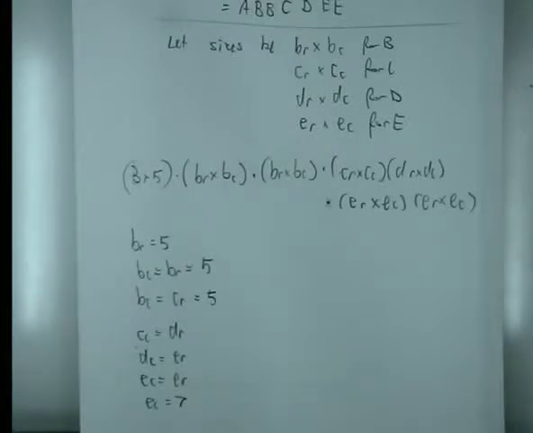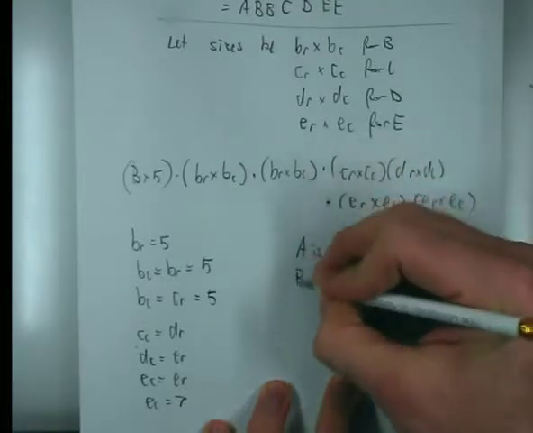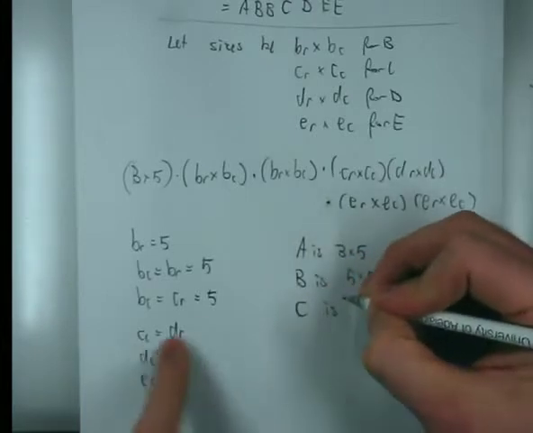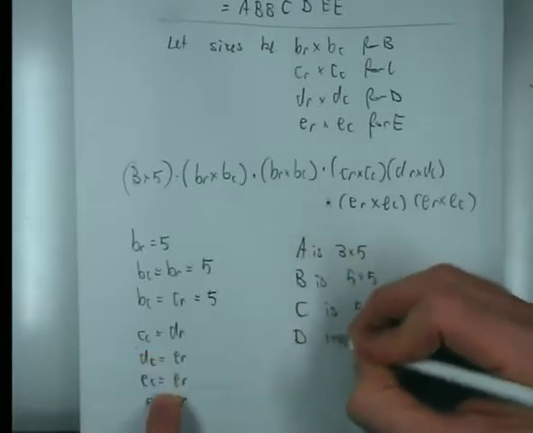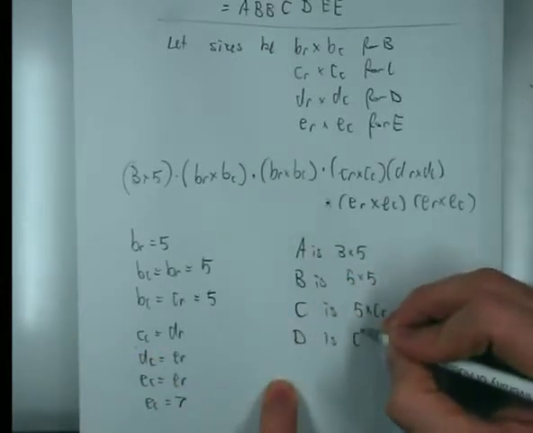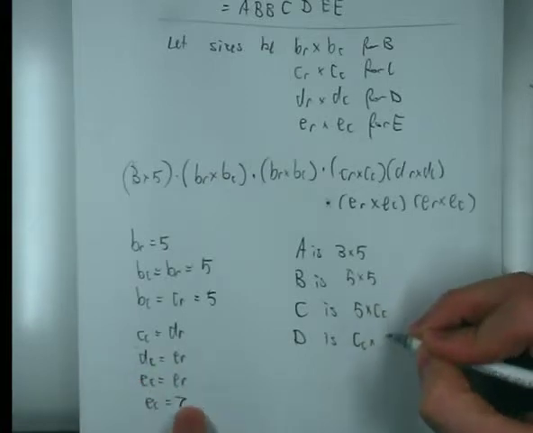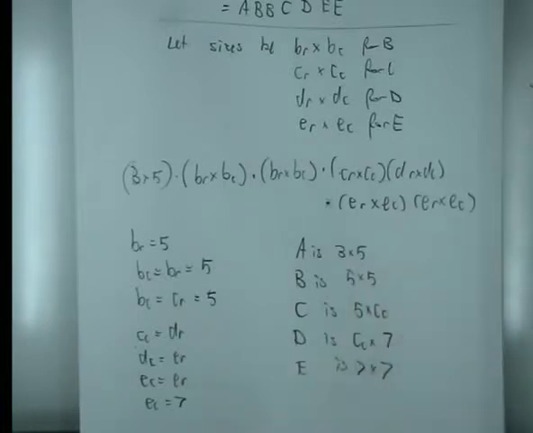So it looks like we can have that A is 3 by 5, B is 5 by 5, C is 5 by CC, we don't know what that is, D is CC times 7, and E is 7 by 7, and it will work. They normally give it to you so that you can actually figure them all out. But you know, I made this up on the spot, so you've got to cut me some slack.